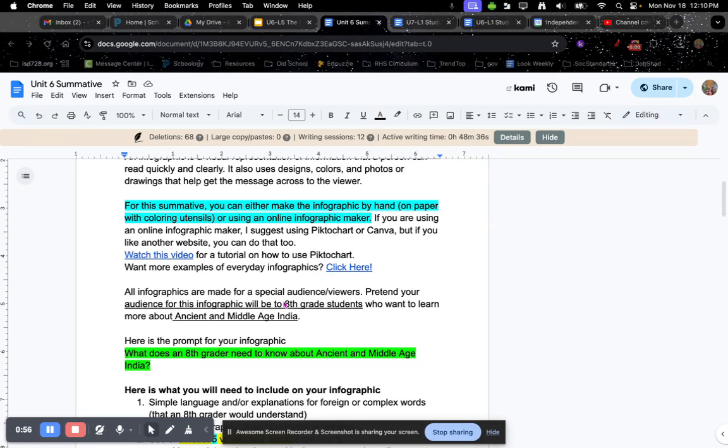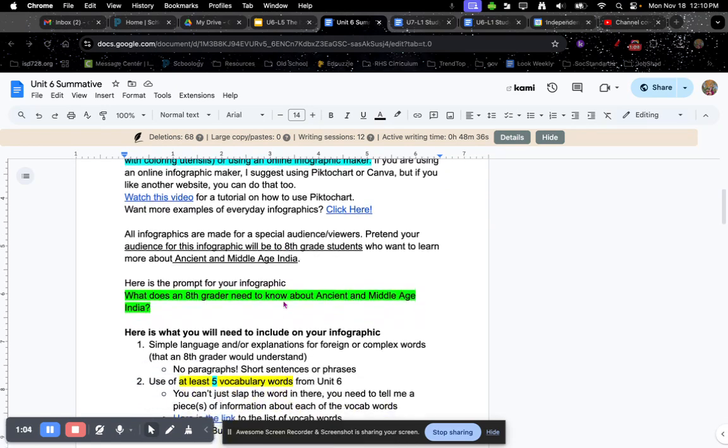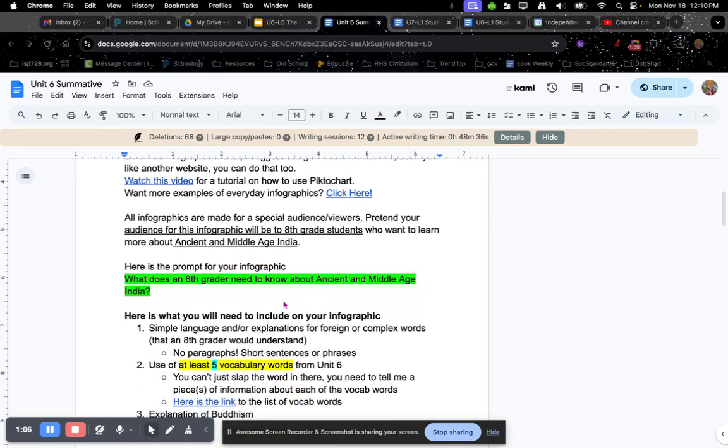All infographics are made for a special audience or viewers. Pretend your audience for this infographic will be 8th grade students who want to learn more about ancient and Middle Age India. Here's the prompt for your infographic: What does an 8th grader need to know about ancient and Middle Age India?